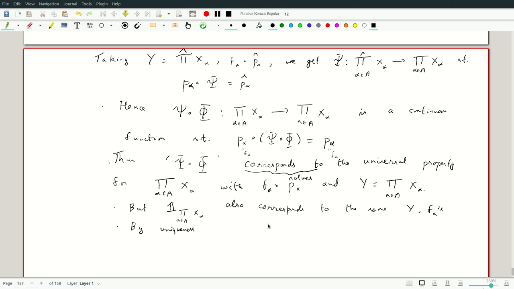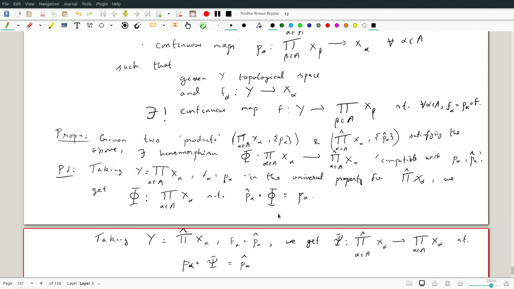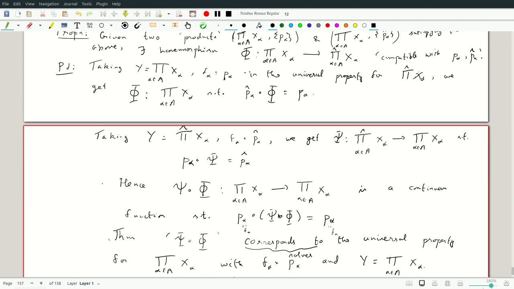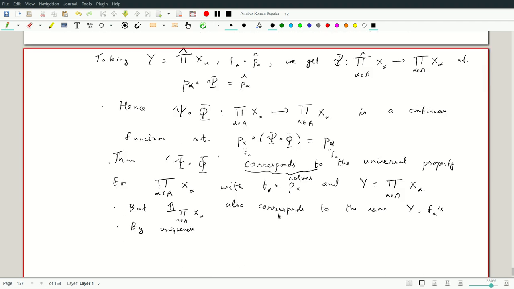By uniqueness, remember this is the crucial point we have assumed: not only does an f exist, but it has to be unique. If it isn't unique, you could have lots of extra stuff in the product, which is never detected by projections. So by uniqueness, since both are solutions to the same problem, C composed with phi is the identity. And similarly, phi composed with C is the identity on the other set.